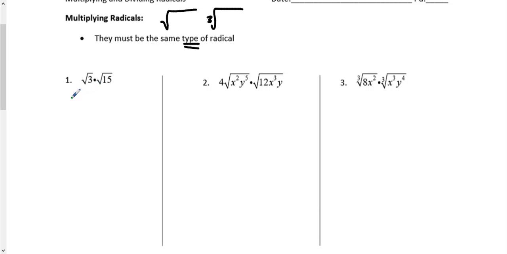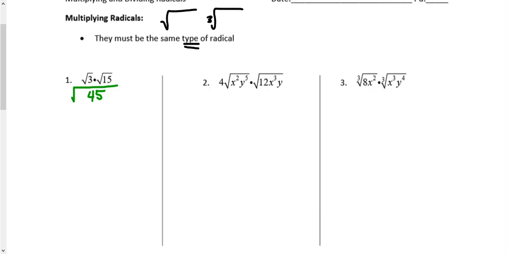What we're going to do is take the square root and write them underneath 1. So square root of 3 times 15. Well, what is that number? 3 times 15 is 45. We can do that since they are both underneath and they are both square roots.